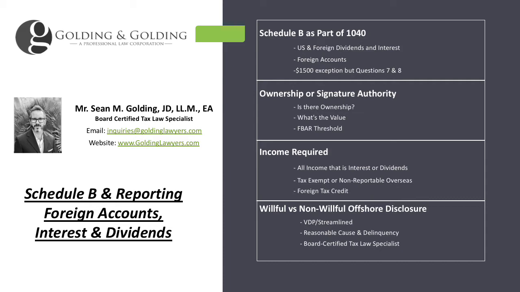The Schedule B is essentially the gateway form into offshore compliance, right? It doesn't get into the specifics of the accounts like other forms such as the FBAR and the 8938, but it's a very important form, one, because it's used to identify dividends and interest, whether U.S. sourced or foreign sourced, and two, it requires the taxpayer to indicate whether they have a foreign account, whether they have ownership or signature authority, and if they're required to file the FBAR.